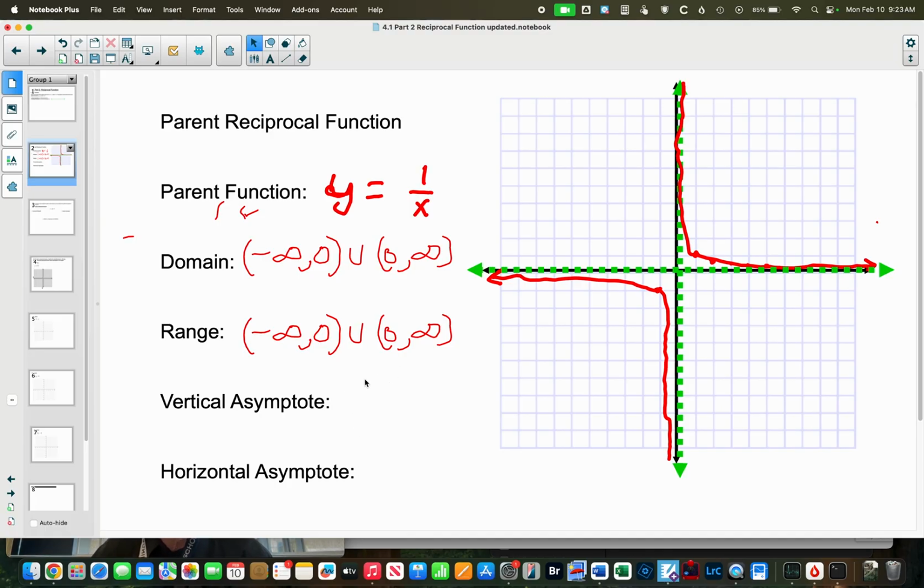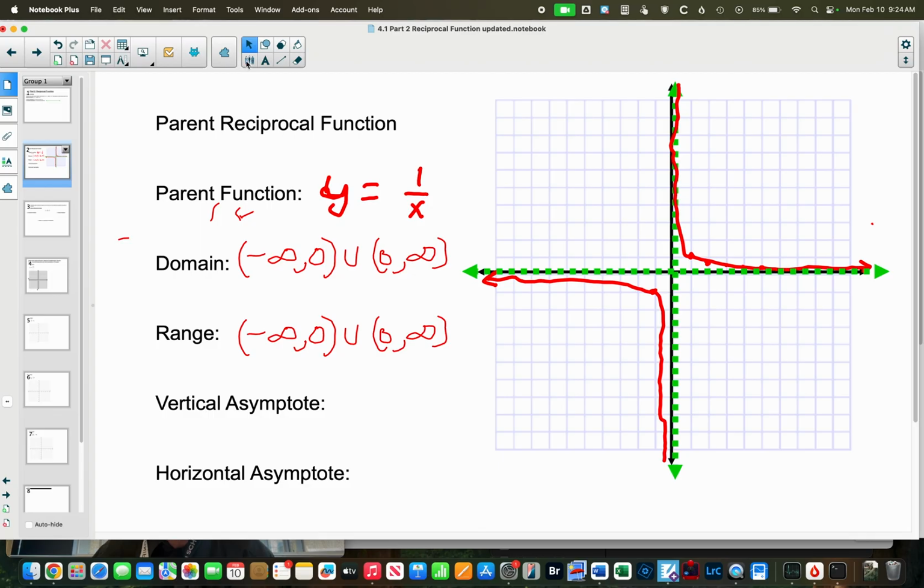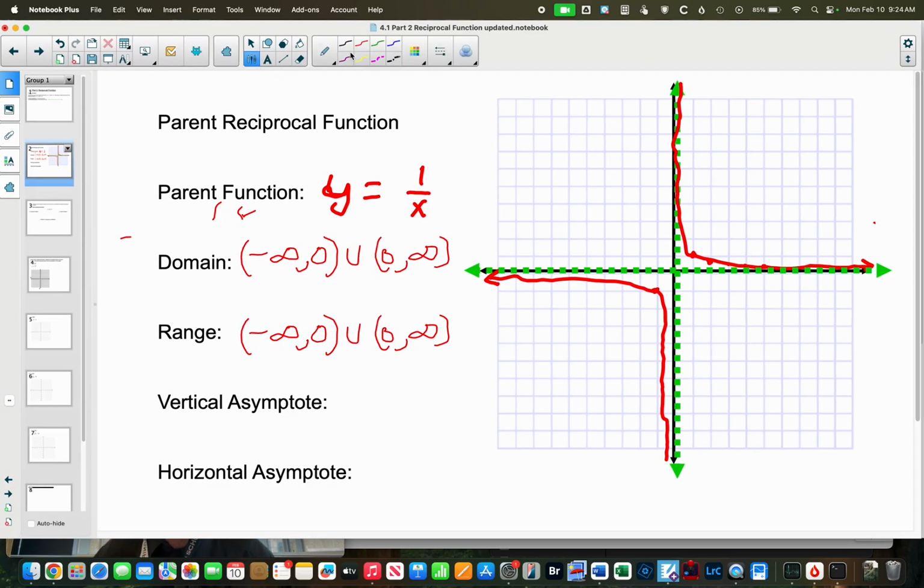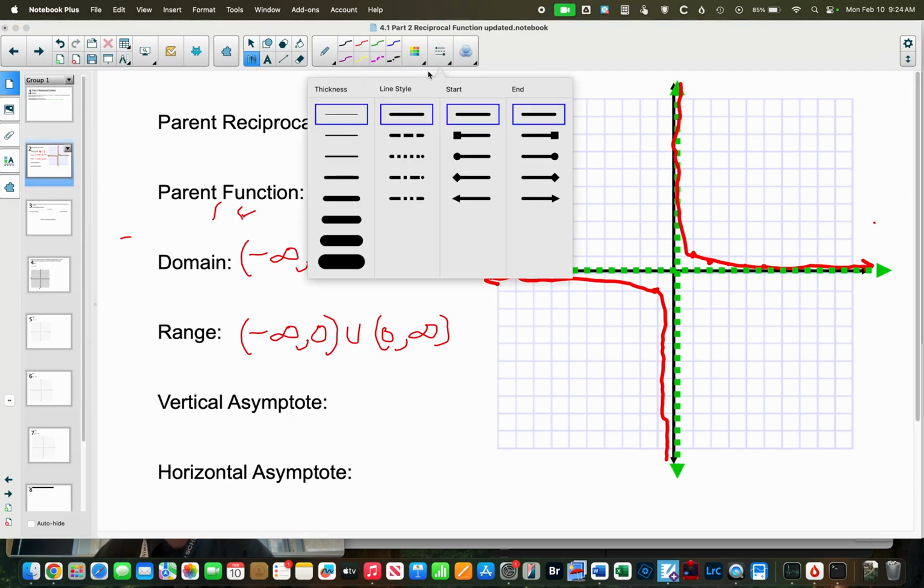All right, the vertical asymptote. All vertical asymptotes are x equals. So that would be x equals 0. A horizontal line is y equals. So a horizontal asymptote will be y equals, and our asymptote is at 0.